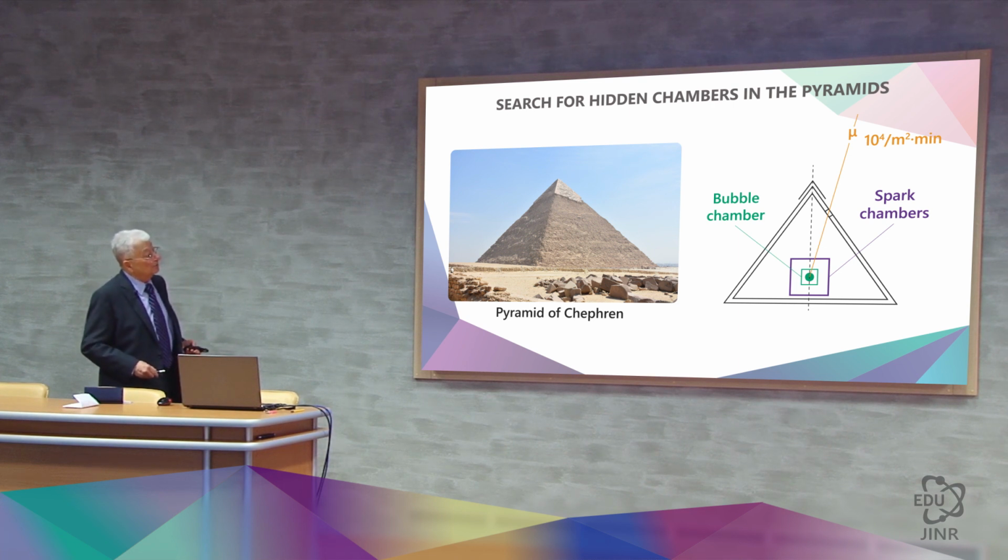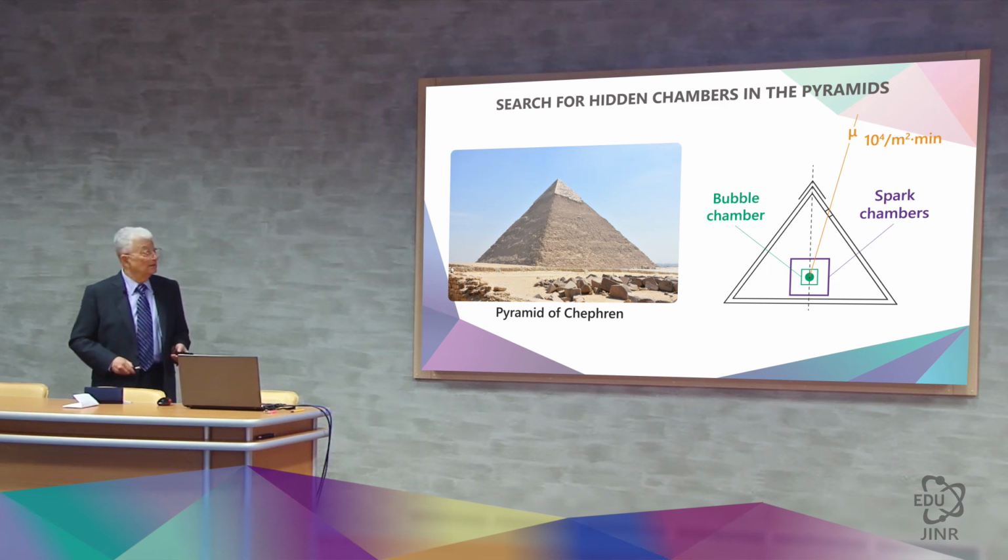Most likely, the bubble chamber was surrounded by position-sensitive spark chambers, and it is possible that cosmic muons were used, the intensity of which was quite sufficient at around 10 to the power of 4 per square meter per minute, which cut through the pyramid in order for coordinates to be recorded, and the absorption of muons was observed.